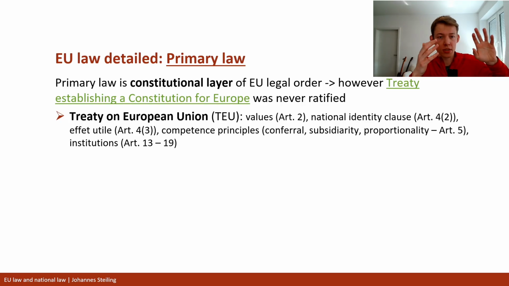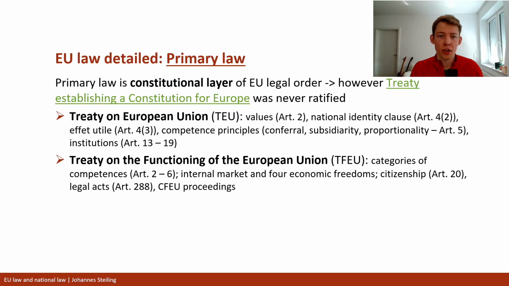So what is the Parliament? What is the Council? The European Council, stuff like that. And then we have more details in the Treaty on the Functioning of the EU. So we have the competences, the actual competency provisions. We have the 4 economic freedoms. We have rules on citizenship, the legal acts we've seen in 288, and obviously all of the ECJ proceedings. So there you see the CJEU. The CJEU encompasses both the General Court and the ECJ. There's 2 courts, and the ECJ is the higher one.